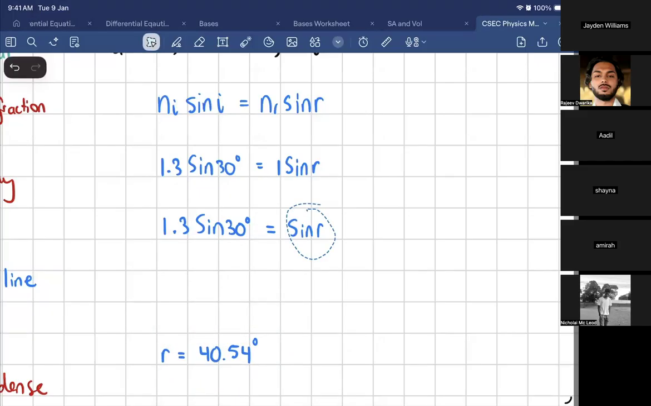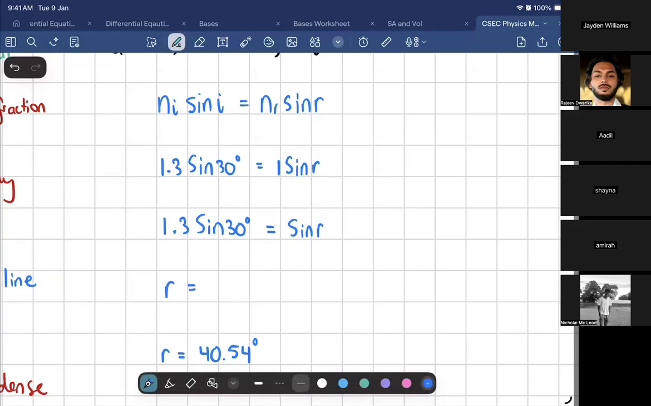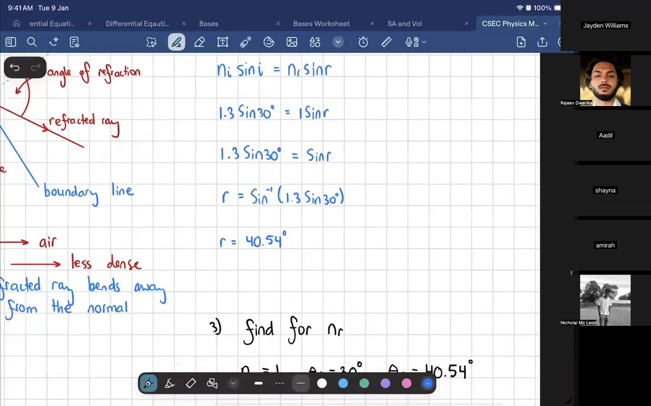Anytime you have sine of an angle, R is the angle, and you want to find the angle, you would need to find sine inverse of whatever is on the other side. So to find R, I'll find sine inverse of what? You tell me. Adil? I'll find sine inverse of 1.3 sine 30 degrees. Yes. And yeah, you get 40.54.